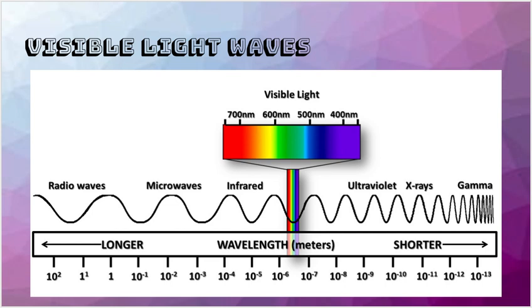In everyday life, when people talk about light waves, they usually mean visible light. But visible light is only one part of the electromagnetic spectrum, and specifically it falls right here in between infrared and ultraviolet. And each different color has its own wavelength. You can also see here that the wavelength is longer and it gets shorter as you go towards gamma rays.